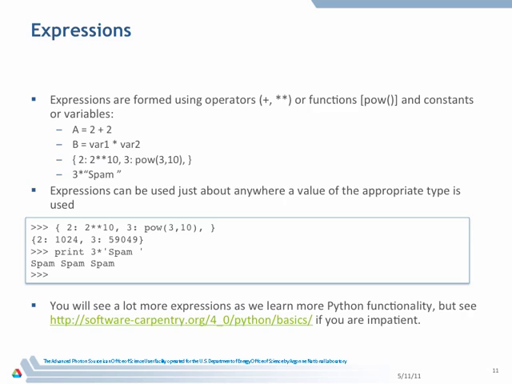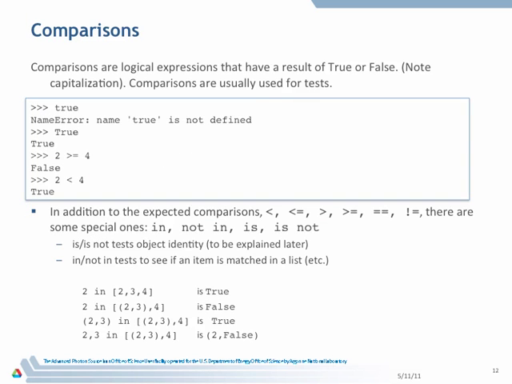Okay. There are lots more expressions. I'm not going to try to give you a list of them here. But if you want to see a list, this Software Carpentry website has a list of all the things you might want. Okay, comparisons. Comparisons are a specific type of expression that evaluate to either true or false.